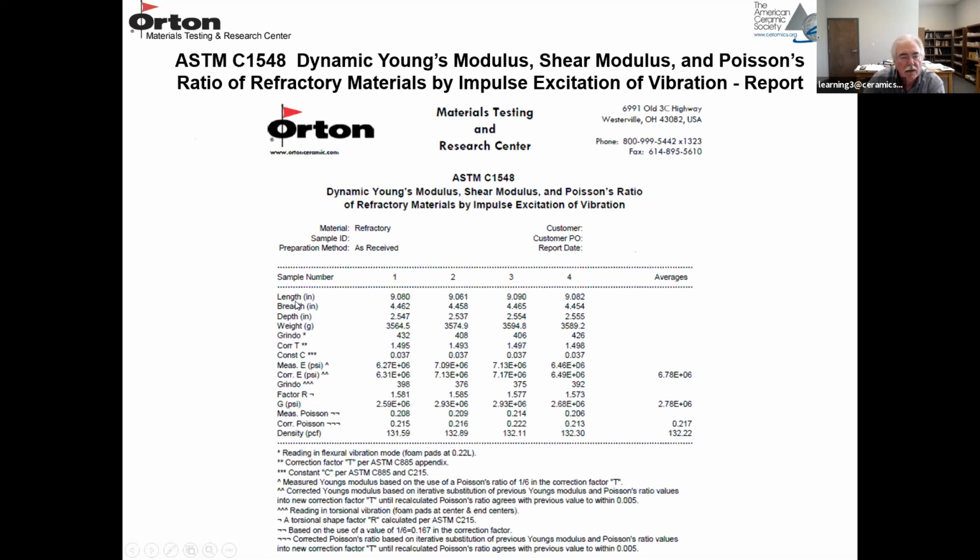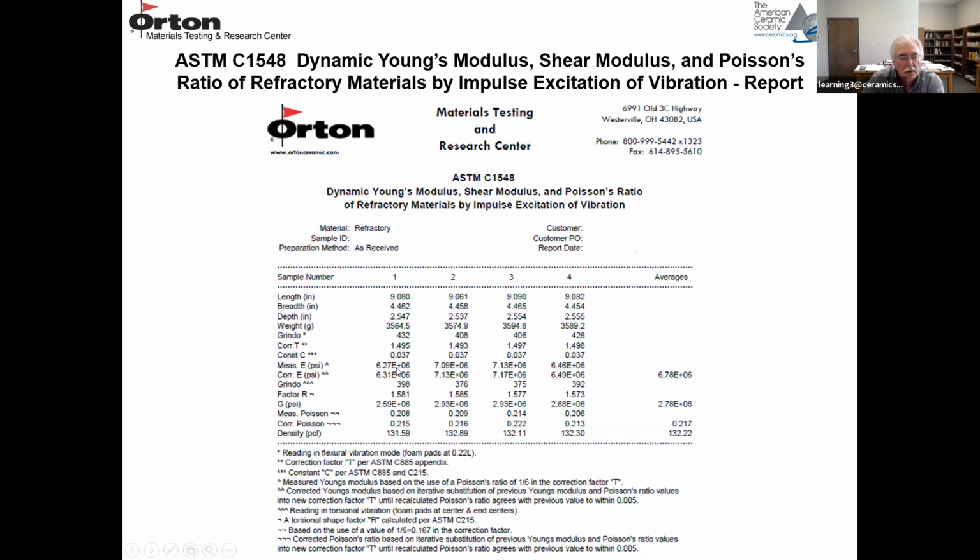You have your sample dimensions: length, breadth, and width. The weight. Grindo is just short for Grindosonic. And if you look at the footnotes, that's the flexural mode with the nodal points at 0.22 L. So those frequencies are 432, and other frequencies in the 400 range. Your correction factor comes from the standard. Your other constant comes from the standard, and it's a function of the sample dimensions and size.